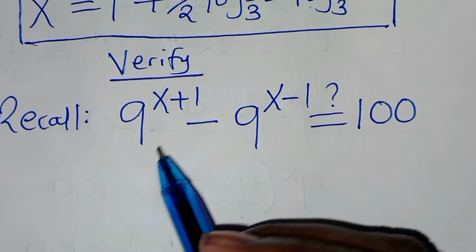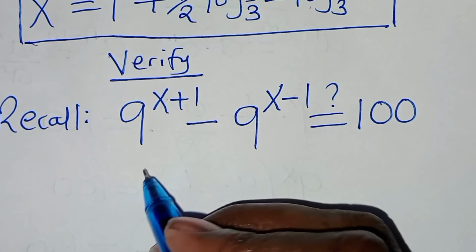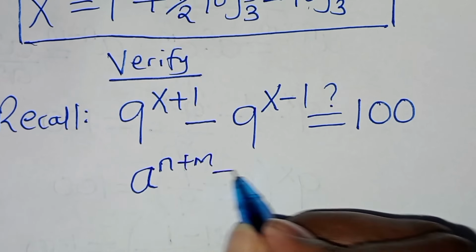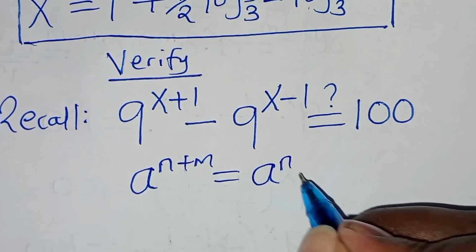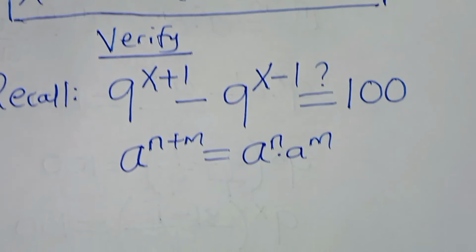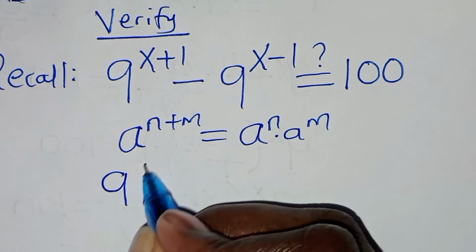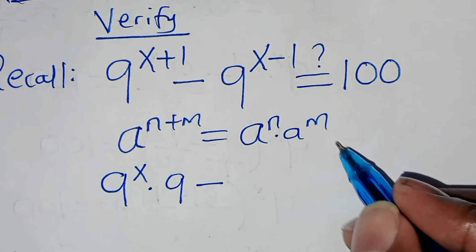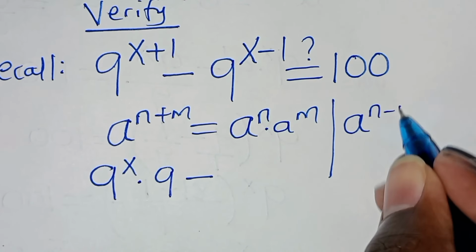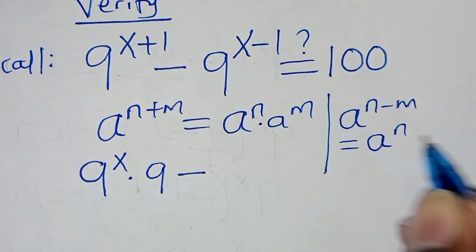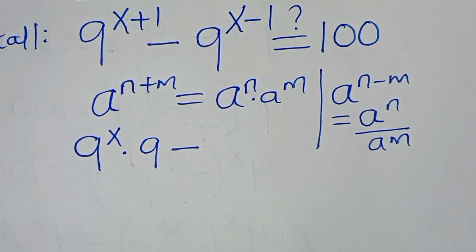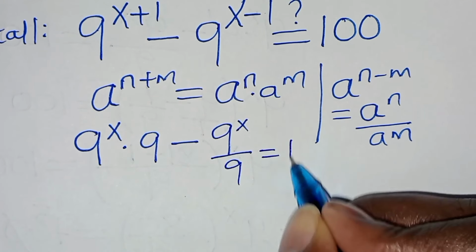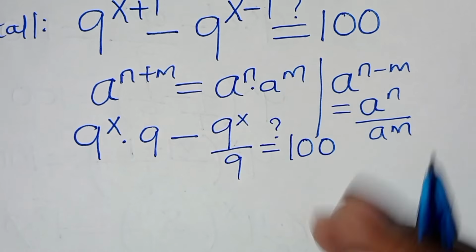Now, 9 to the power of x plus 1, this is actually in the form of a to the power of n plus m, which you can express as a to the power of n times a to the power of m. So this implies that here we have 9 to the power of x times 9, subtract 9 to the power of x minus 1. This is in the form of a to the power of n minus m, which you can transform as a to the power of n over a to the power of m. So here we have 9 to the power of x over 9. This is supposed to give us a value of 100.